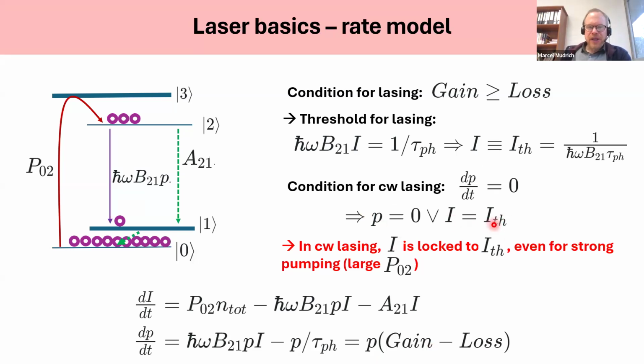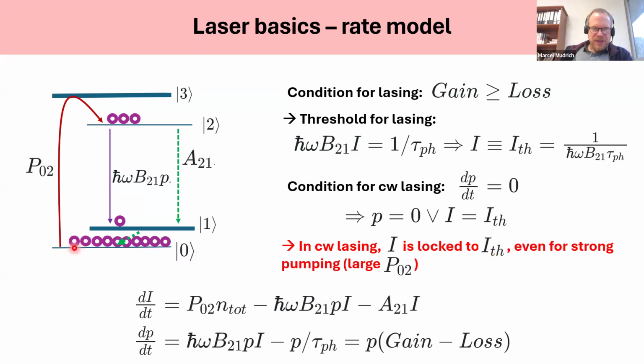to the threshold value. That is a surprising result: no matter how strongly we pump the system, like how strongly we try to shuffle population from the lowest level in the system into the upper laser level, the inversion, so the difference of population up and down, is always locked to this minimum value, this threshold inversion value. And how does it come?